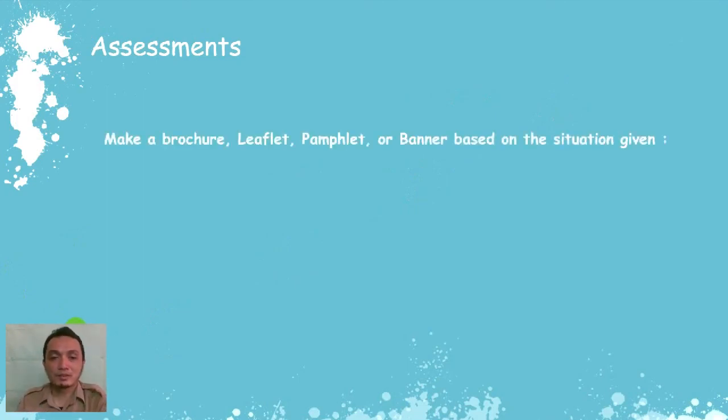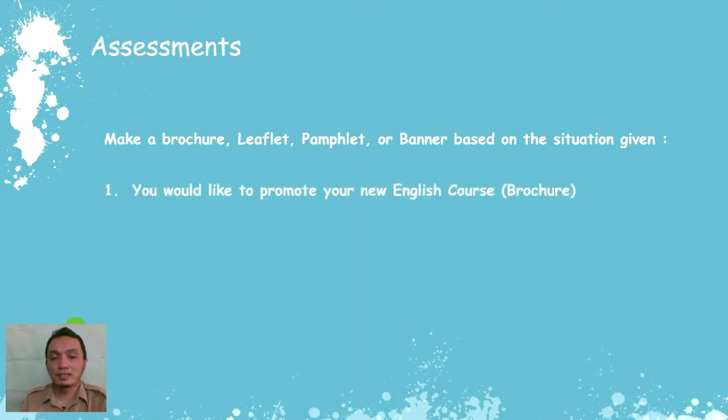As usual, you can do more activity. I will give you some assessments. The first is to make a brochure, leaflet, pamphlet, or banner based on the situation given. So you may choose one of them. You may make a brochure, leaflet, pamphlet, or banner, up to you. So this is the first situation I give to you. You would like to promote your new English course. You make a slide in a brochure.